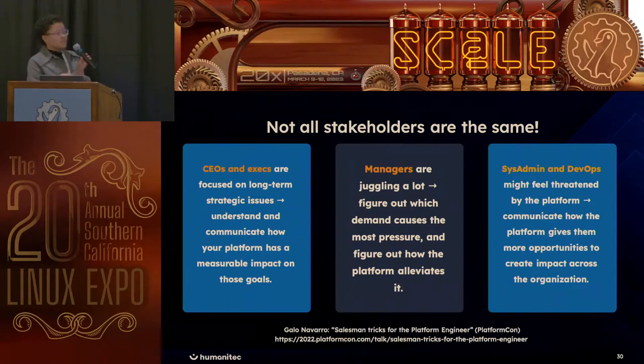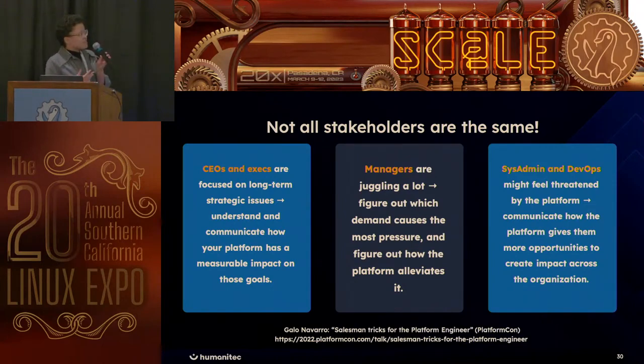Now, your managers are a different stakeholder group. They're juggling a lot because they're sitting in between a lot of different people, a lot of different organizations and priorities. You're going to want to figure out which of these demands, which of these stressors is causing the most pressure. And then you're going to want to figure out how your platform is going to alleviate that pain point.